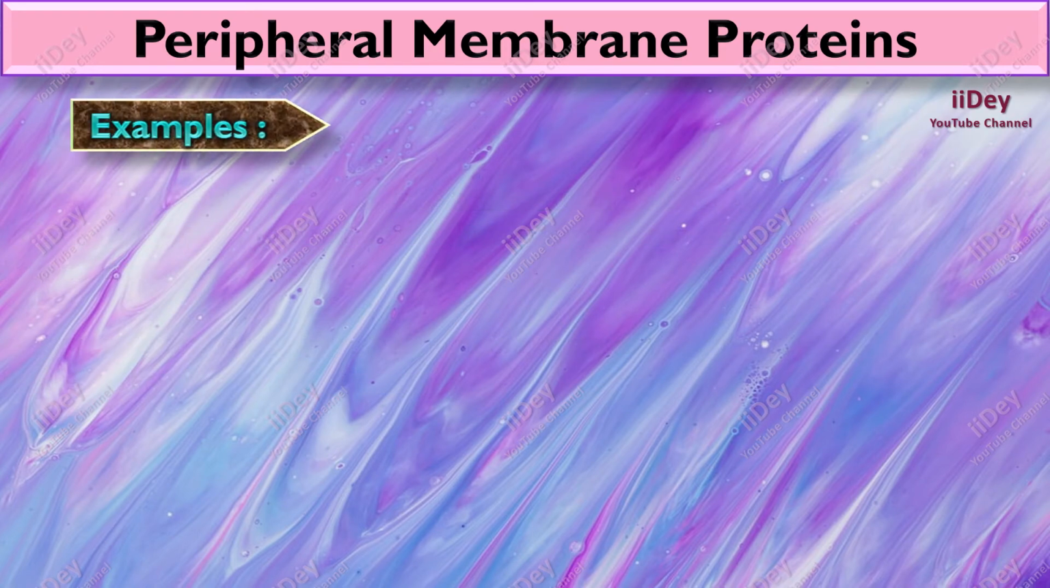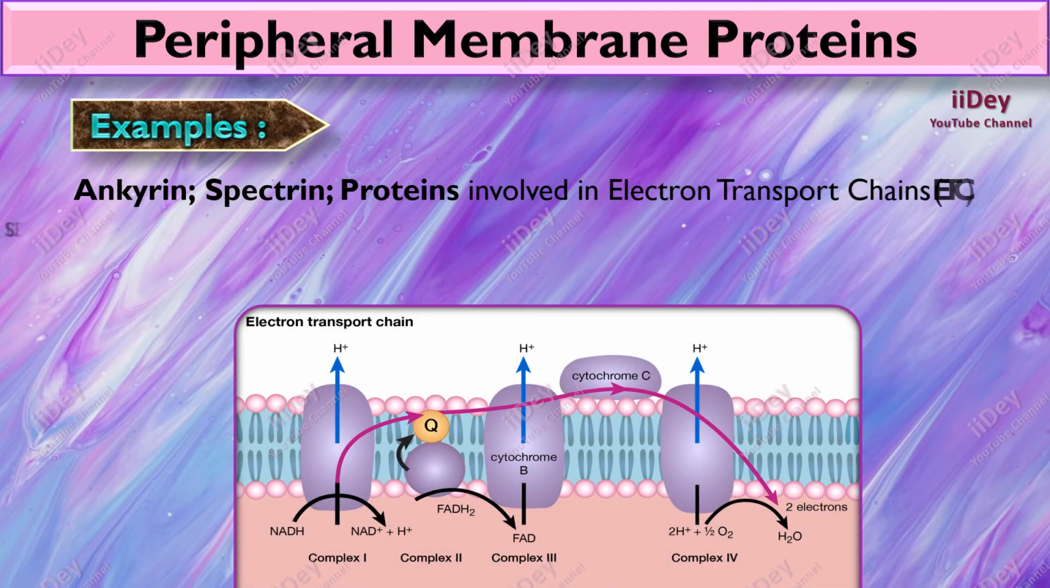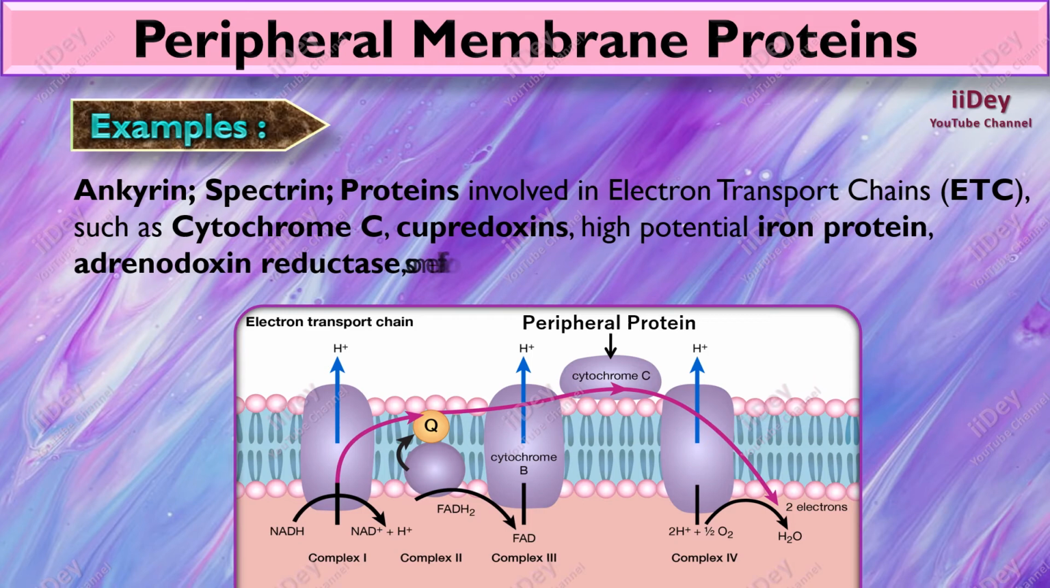Some examples of peripheral membrane proteins are ankyrin and spectrin. Proteins involved in electron transport chains, such as cytochrome C, as shown in the following diagram, Q-redoxins, high-potential iron protein, adrenodoxin reductase, some flavo proteins, and others.